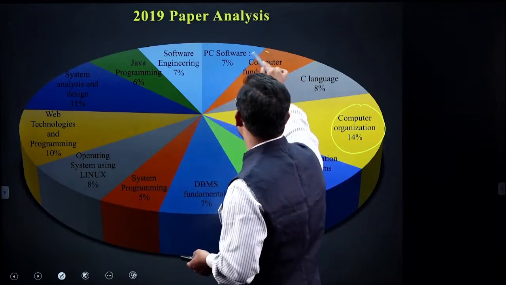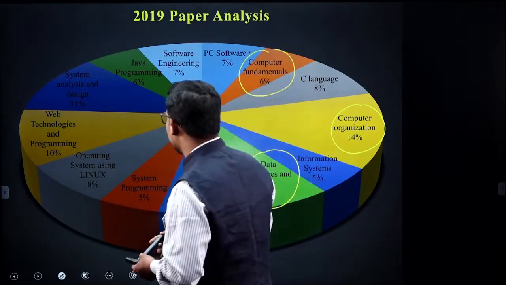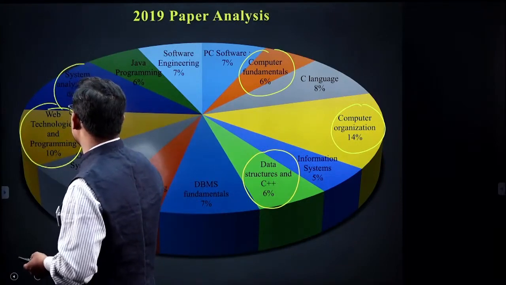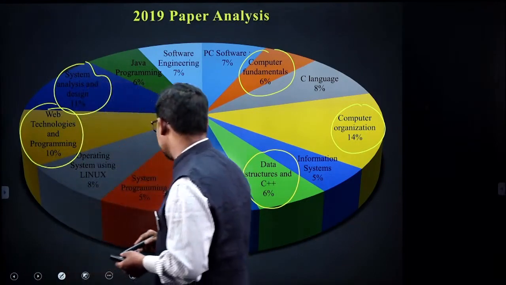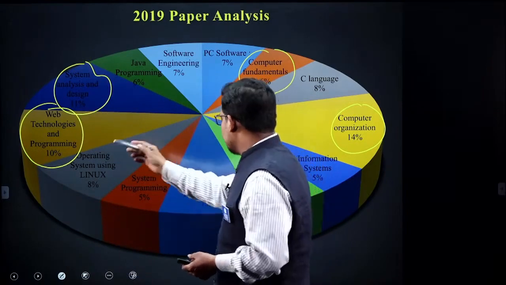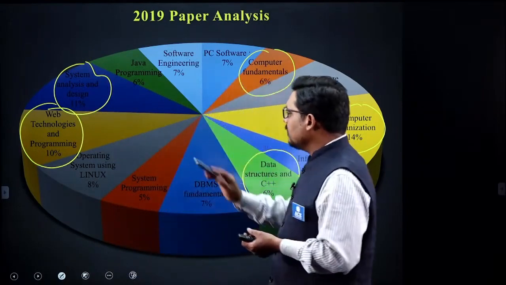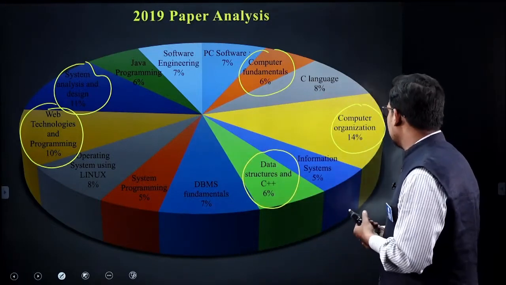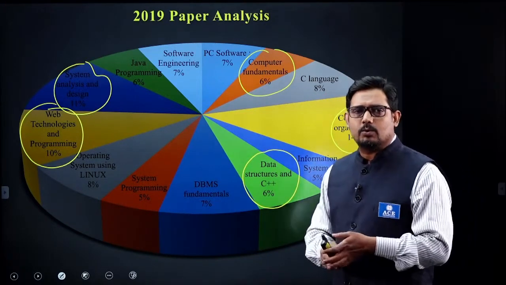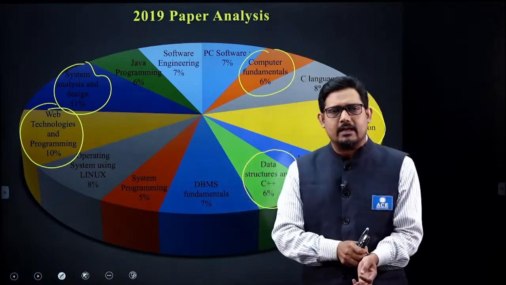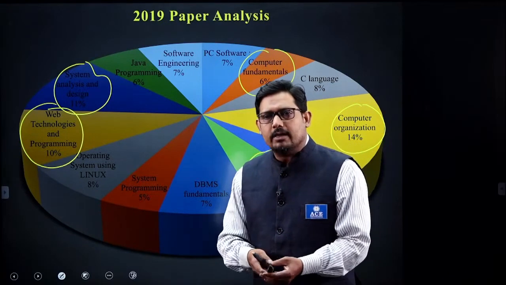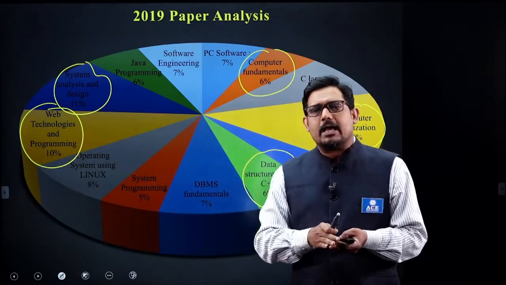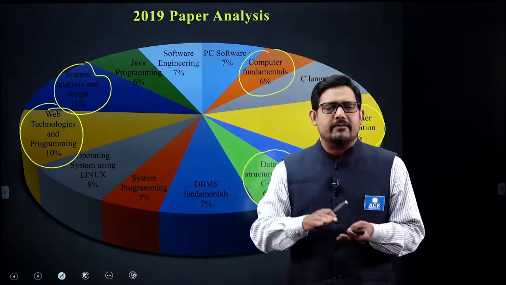Computer fundamentals is there, so 6% of the questions are from there. Web technology again. System design is consistent here, 11%. Web technology is 10%, previously it was 6%, but now there are more questions. So now, is it giving us a pattern? I would say no, not a very specific pattern can be found here, but you can say that the entire paper is evenly balanced.